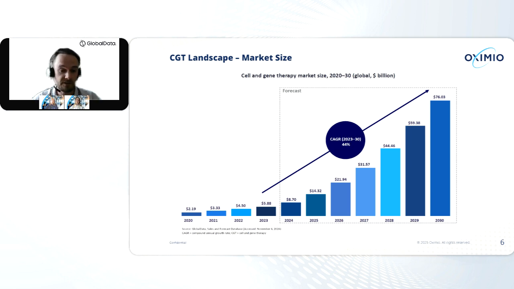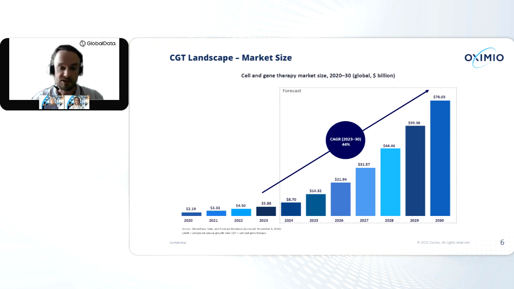As illustrated in the chart, the market has grown significantly from just over 2 billion in 2020 to then double in 2023 to reach 5.88 billion. And as you can see, it's forecast to accelerate sharply over the coming years. This surge is driven by advances in personalized medicine, increased investment, and rising demand for curative therapies that are targeting rare and complex diseases. For logistics and clinical supply chain partners such as Oximio, this exponential growth highlights the urgent need for scalable, compliant, and agile infrastructure to support the evolving demands of this innovative therapy landscape.